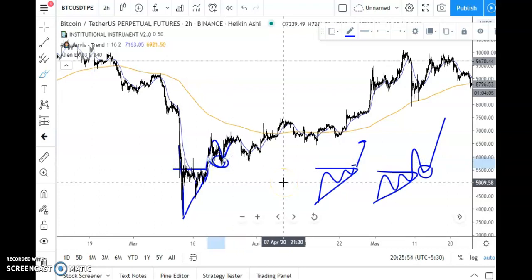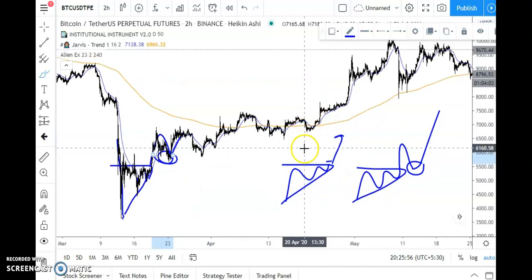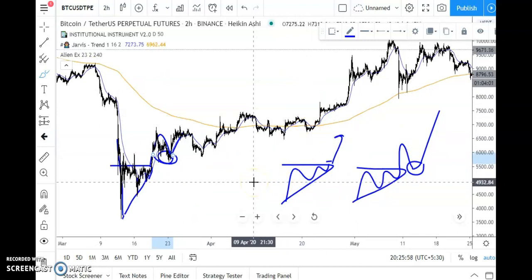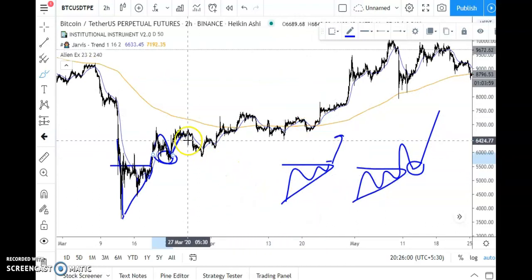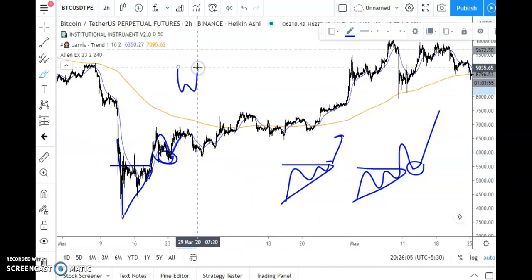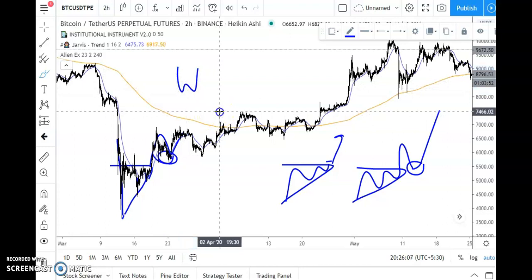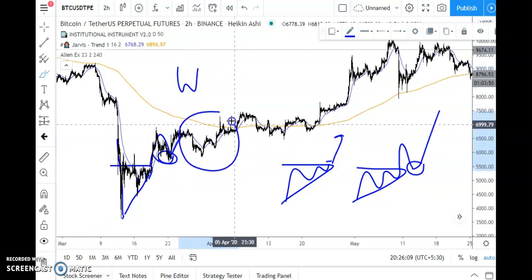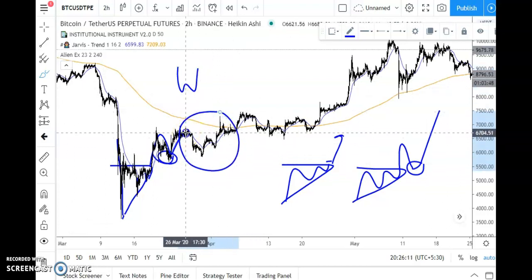Okay. Now let us find other patterns here. You can see I told you about something called the W pattern. But where is the W here? Look, there's a W here. This is hiding here.